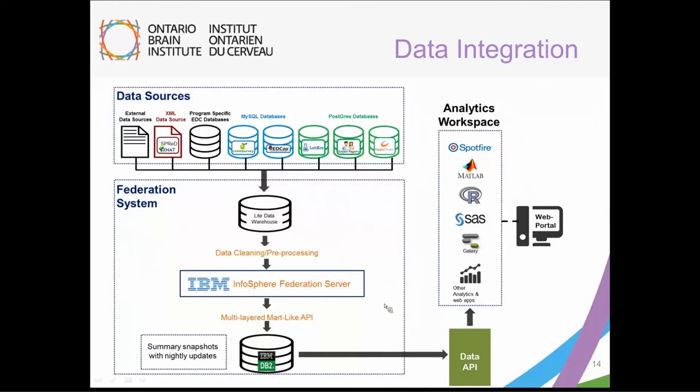What we have implemented is a federation system using the IBM InfoSphere Federation Server. And what happens is, we actually take a snapshot of the data on a nightly basis. We clean and curate the data to make it available as summary snapshots. These summary snapshots are clean data that can then be used for integrated analysis. And that data can be made available to multiple different types of programs within the analytical workspace, like Facet mentioned, as well as enabling some of the visualization features that we're going to talk about next.